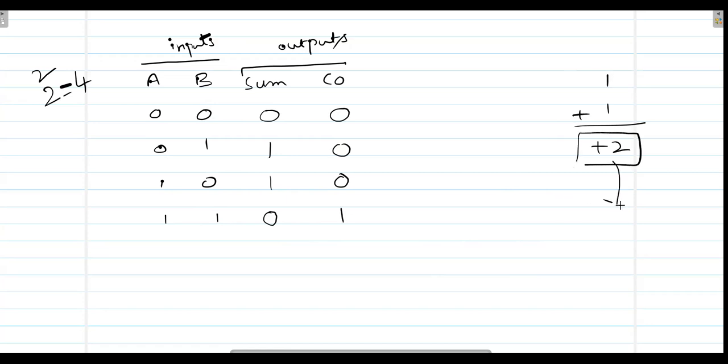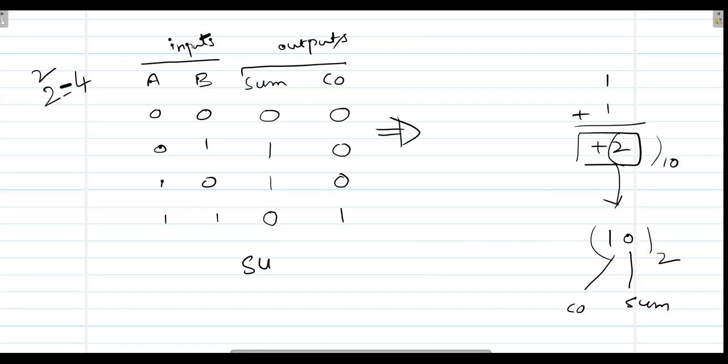So how do we represent this 2 in binary? 1 0. This 2 in decimal is 1 0 in binary. So this part we are calling the sum, and this part we are calling the carry out. I think in understanding this table and this concept, no one has any doubt. If anyone has any doubt, please ask. No, sir. Okay. So from this, we can say that our sum has the expression A XOR B, and our carry out has the expression A dot B.